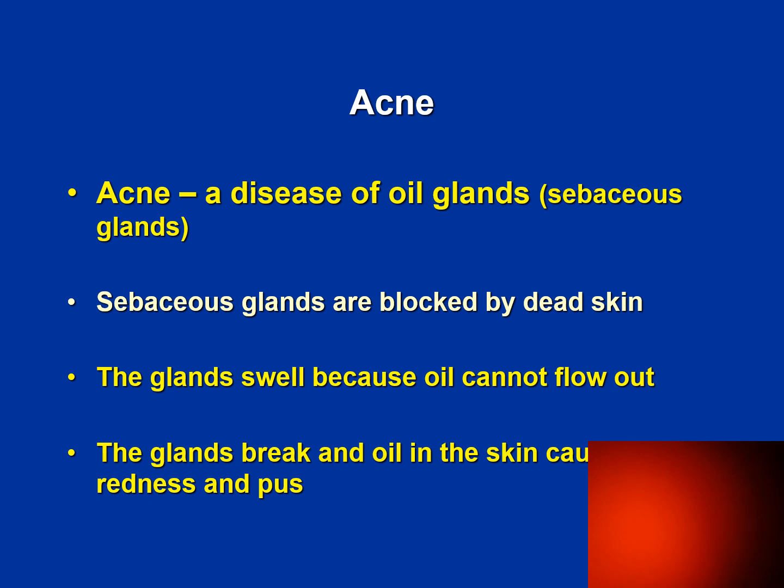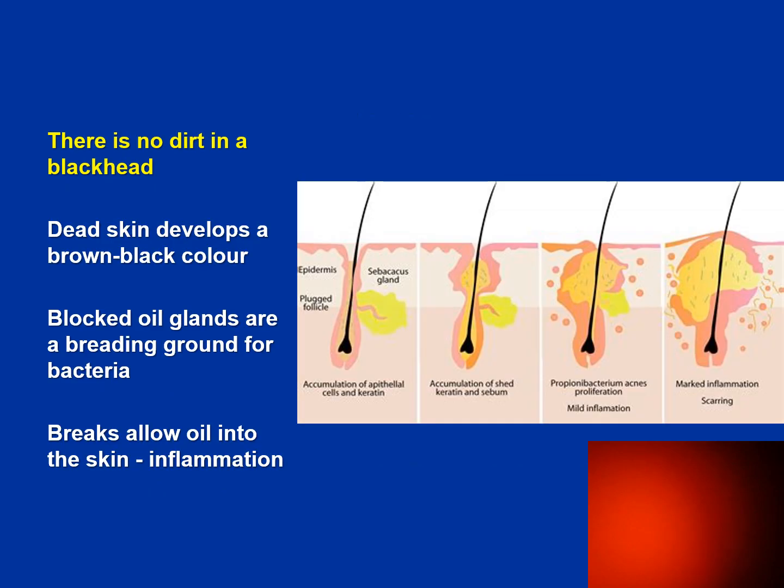If an oil gland breaks, the oil will get into the skin and it will cause inflammation. It will cause redness, swelling, and pus. You should be aware that oil on the skin protects the skin. Oil in the skin can cause inflammation. This shows the sequence of events in the genesis of acne.